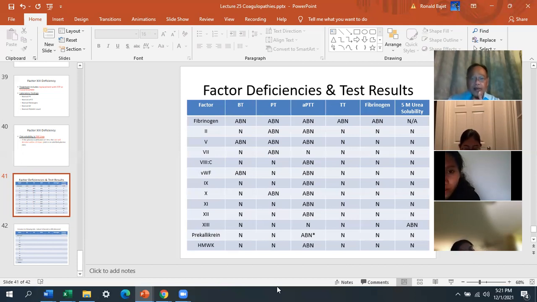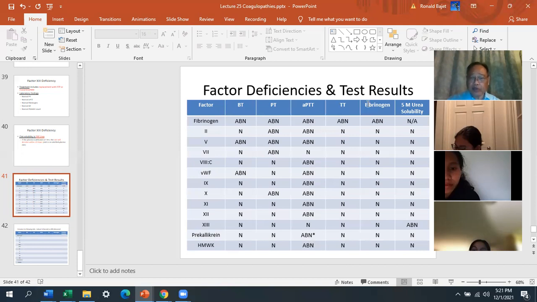On the third column, just think of 7 and 13. Everything's abnormal with the exception of 7 and 13. Everything else is abnormal. So you'll just have to memorize for the APTT 7 and 13. 7 and 13 deficiency is normal.